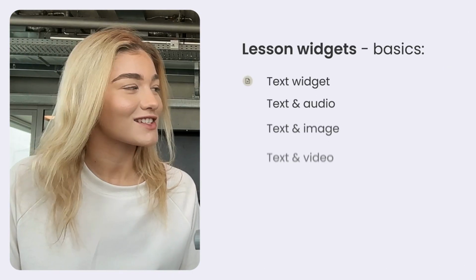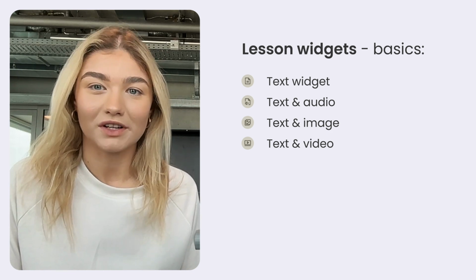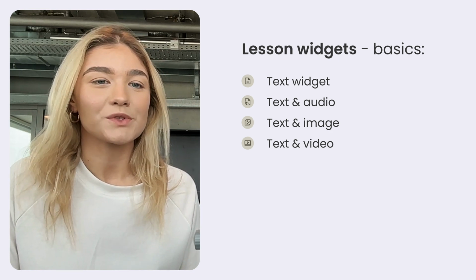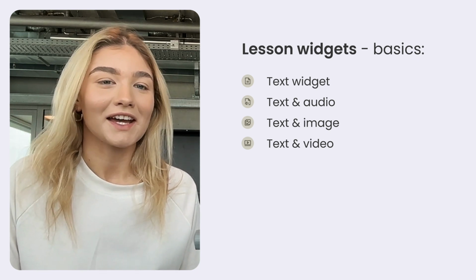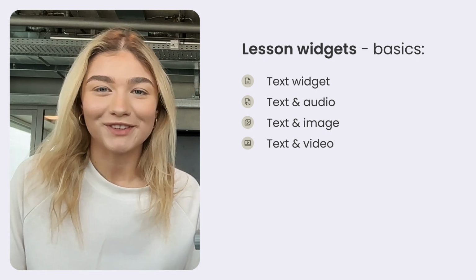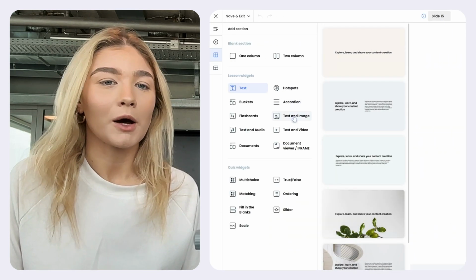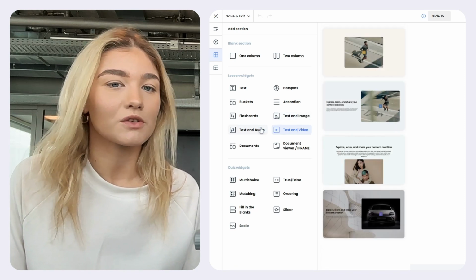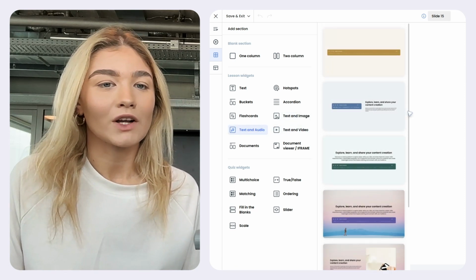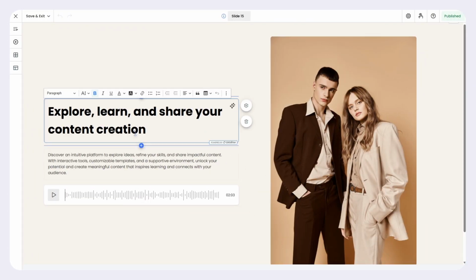Great, so now we can jump to the different lesson widgets that you can use in the authoring tool. Of course, we can start from the very basic one, which is text. I don't think we need to spend a lot of time here, especially as you can really combine text with all of the different widgets available. We have a few suggestions here. Of course, the basic one is text and image or text and video, also with audio. But in the end, you can really mix the text with each of the widgets.